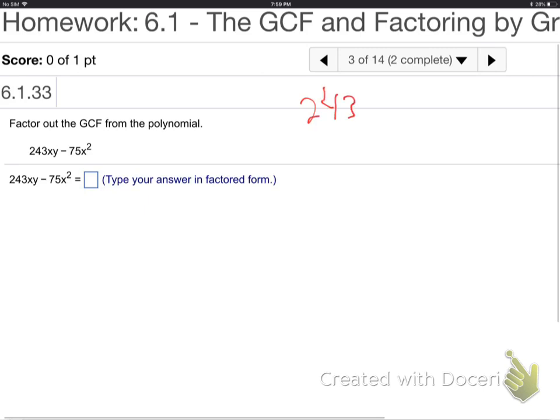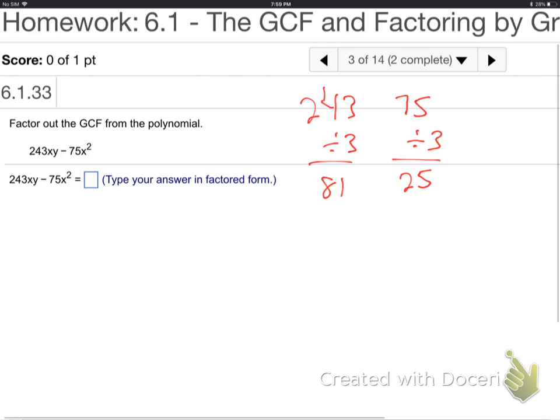So 243, 75. Let me try dividing by some things. I know 3 goes into that guy, right? And 3 goes into that guy. Divide them both by 3. Is it 81 and 25? And that's it, huh? 3 is what goes into both of those.